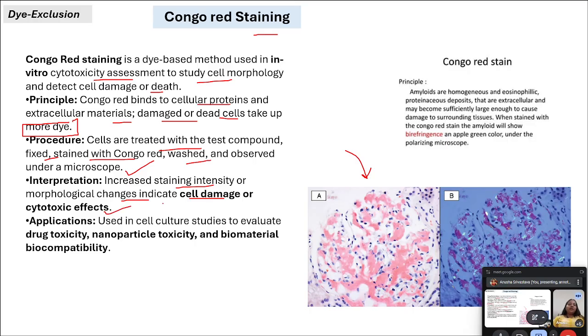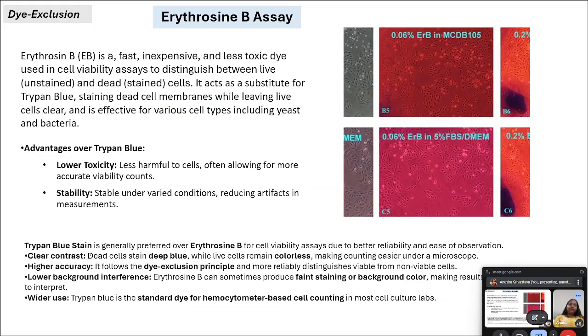Now, the dead and damaged cells will take up more dye and they will appear more intensely colored. It is used in cell culture studies to evaluate drug toxicity, nanoparticle toxicity, and biomaterial biocompatibility. The next one is the erythrosin B assay. Mostly the trypan blue one is majorly used, but since it's there, it's one of the methods. So we'll be discussing this one as well.